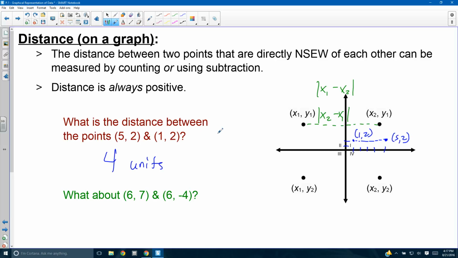How else could I do that? Well, because the 2's are the same height, I can take the 5 and subtract 1 from it, and I get 4. Really, it's absolute value because if I did 1 minus 5, I should also be getting 4. The absolute value of negative 4 is 4.